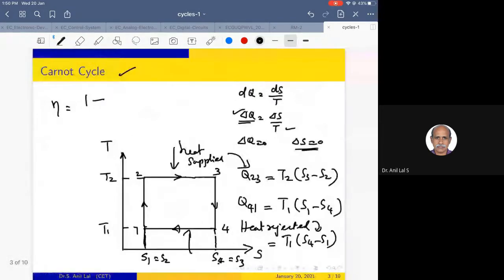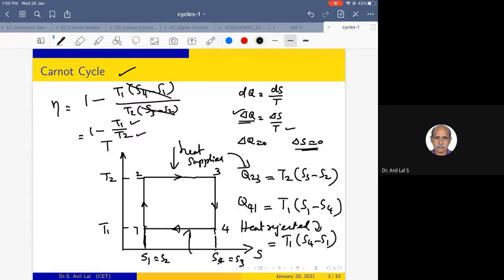What is heat rejected? Heat rejected is T1 into S4 minus S1, divided by heat supplied, which is T2 into S3 minus S2. Actually these two entropy changes are equal, so you get 1 minus T1 by T2. T1 is the lower temperature and T2 is the higher temperature.